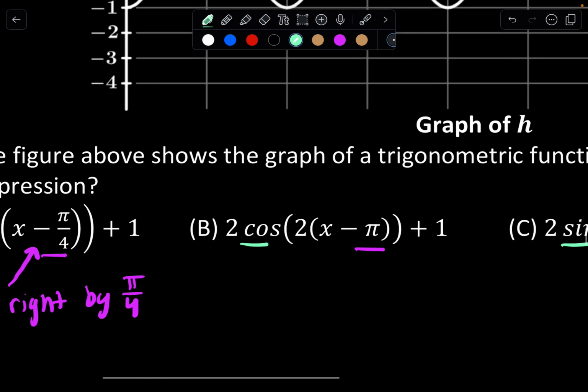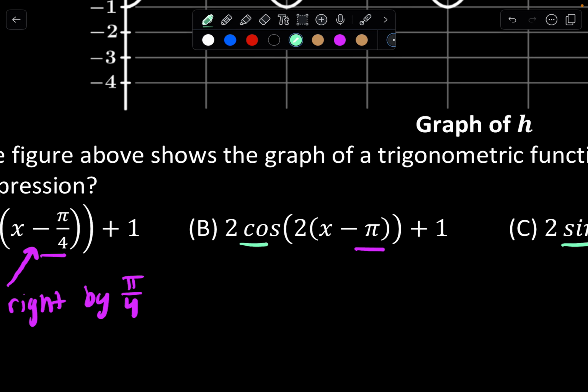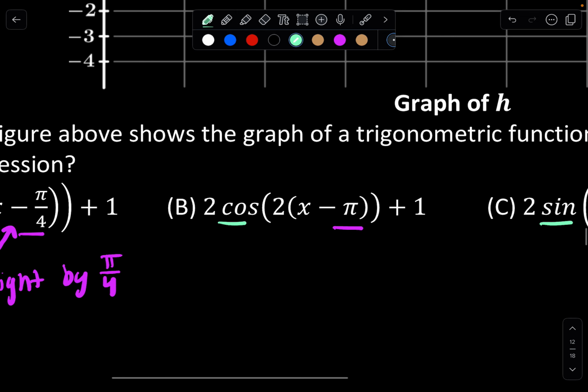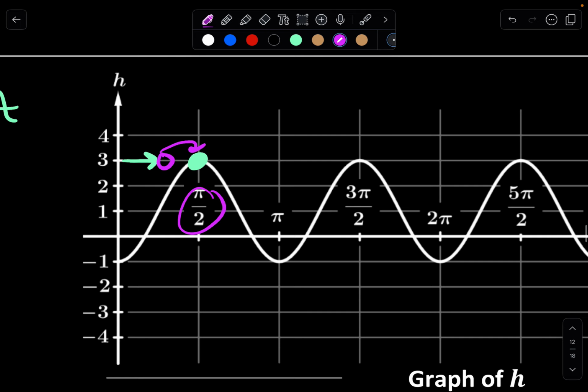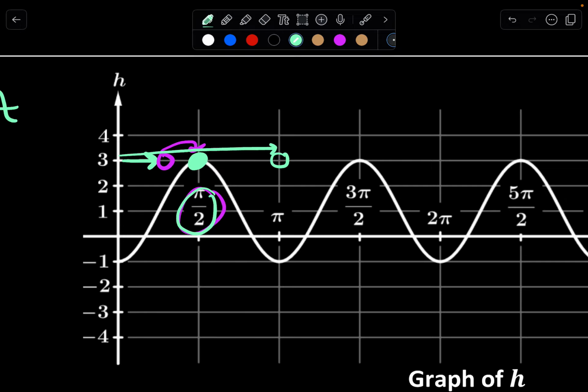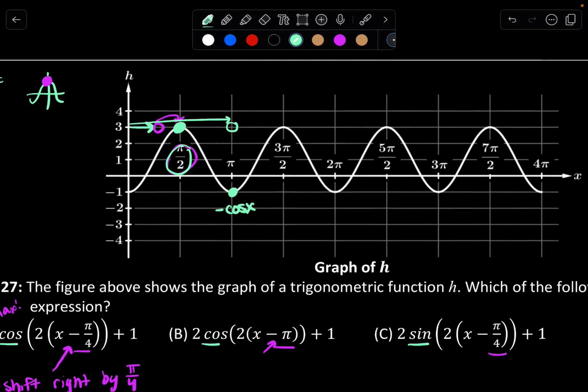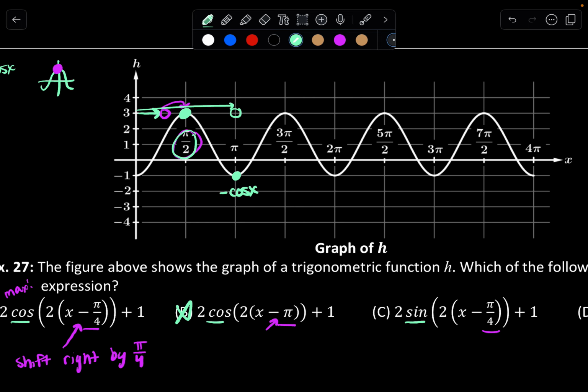So for B, we're still working with that positive cosine, so we're looking for the maximum. But now this one is telling me that it's shifted off of the y-axis by a pi. So if I look up here, I have my maximum. Again, we already established that it's at pi over 2. B is telling me that my maximum should be out here. There is no maximum here. There's a minimum, but that would be for negative cosine x, because that would reflect our parent function. So therefore, B is not the correct answer either.